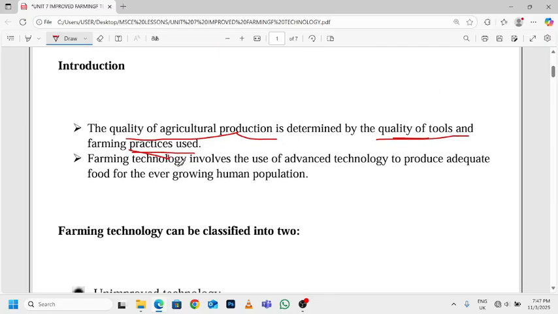And also we should understand that farming technology involves the use of advanced technology that can help to produce adequate food so that it can feed the growing population. You know, the population has increased. It means we are also supposed to produce more food so that we can reduce the risk of hunger. So all these will dwell on issues of technology because the technologies will help in increasing agricultural productivity.